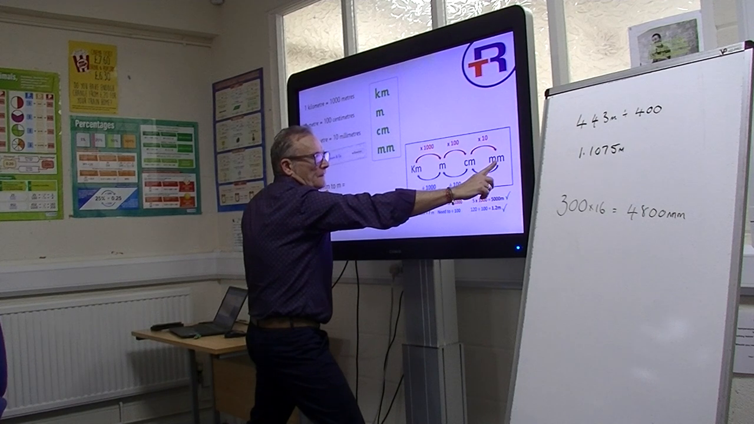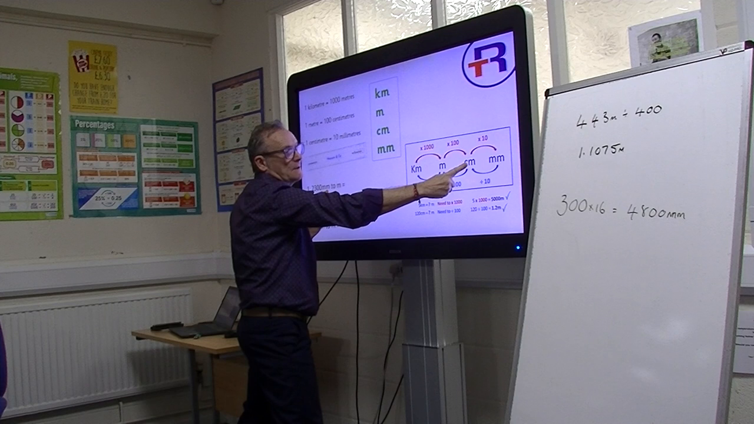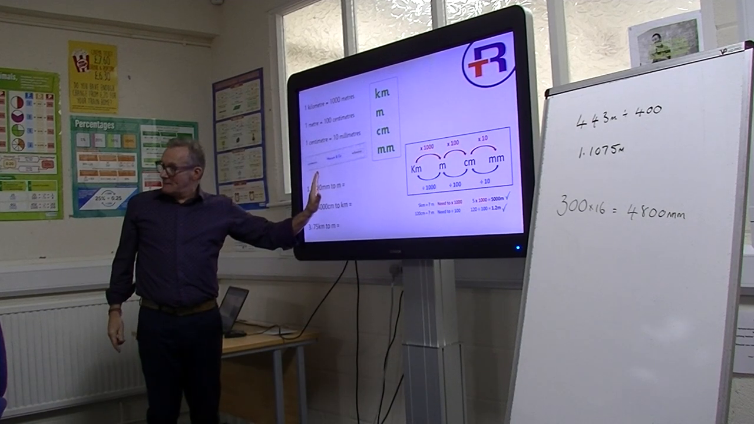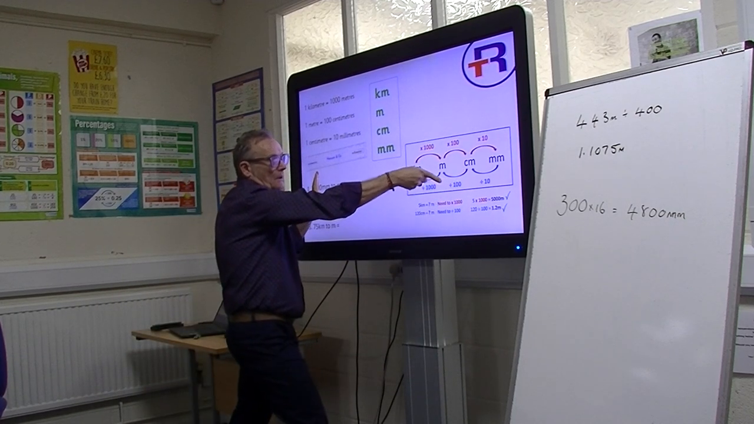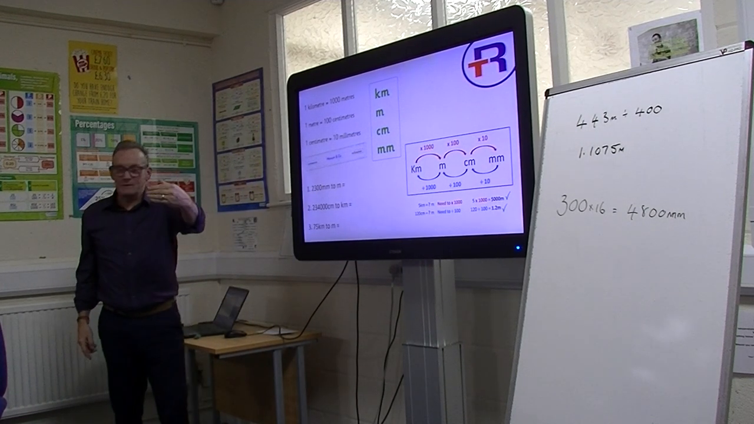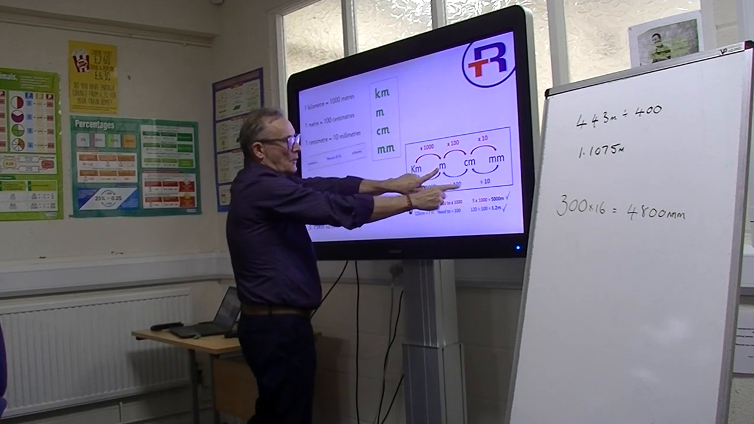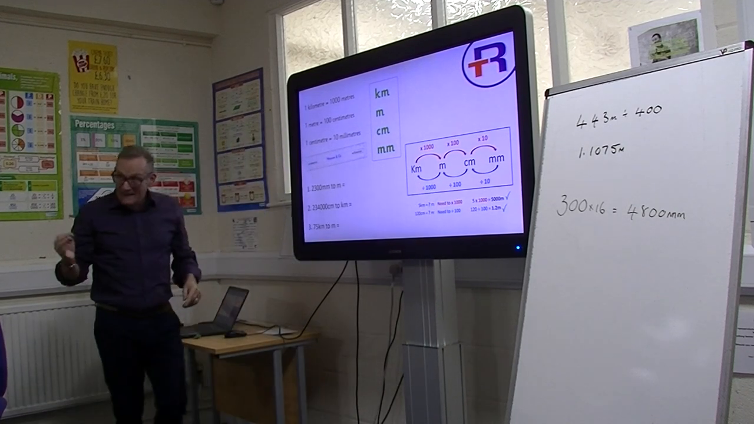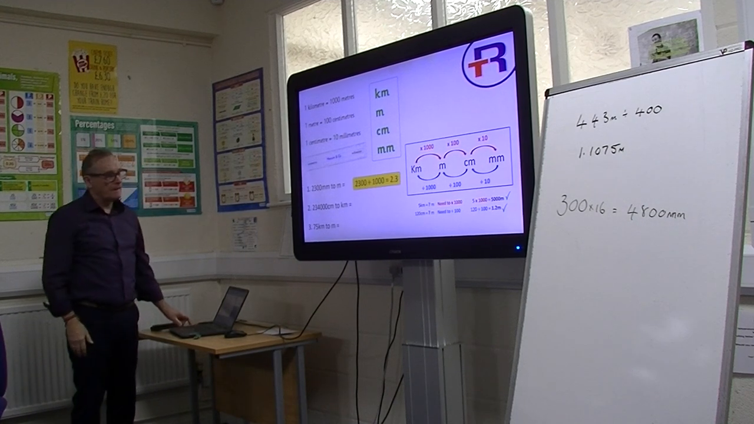Millimetres, first of all you change it to centimetres by dividing it by 10, because there's 10 millimetres in a centimetre. That then would become 230 centimetres. And then you would divide it by 100 to get it to metres. So you do it in 2 steps, rather than trying to jump from there to there, by missing that section out, you can easily get it wrong. So do it in 2 stages.